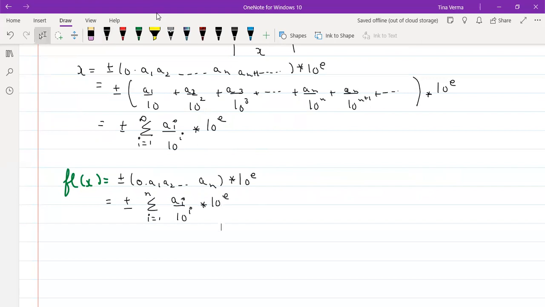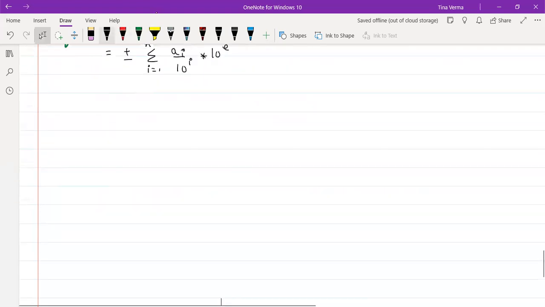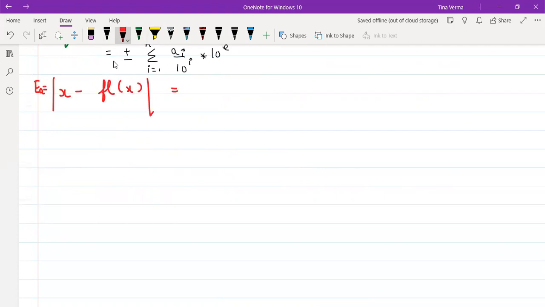Now when you do the absolute error, that will be x minus FLX. What value will come? Because it is in the modulus, you can ignore the plus or minus sign, right? So what value will it give? I have a sum, i equals 1 to infinity, ai 10 raised to the power i.